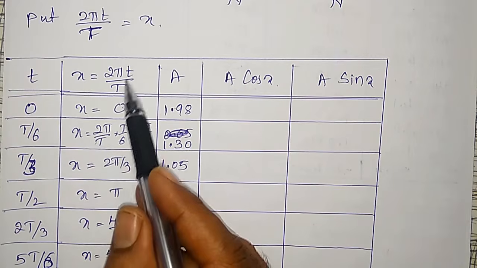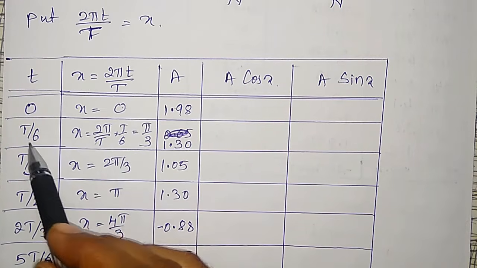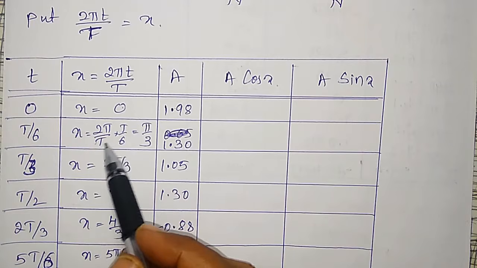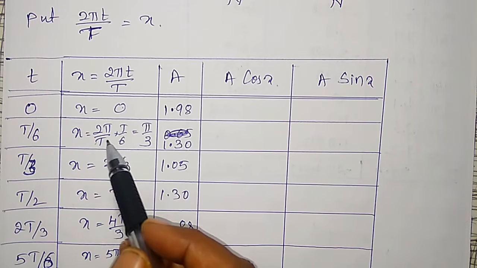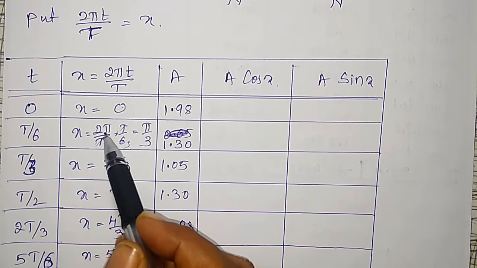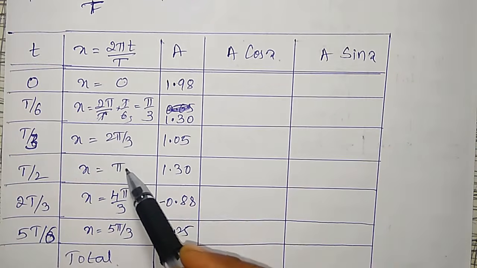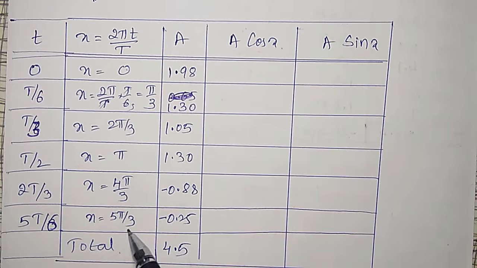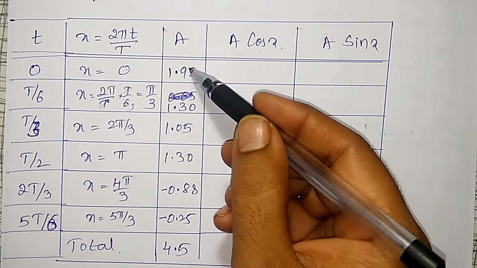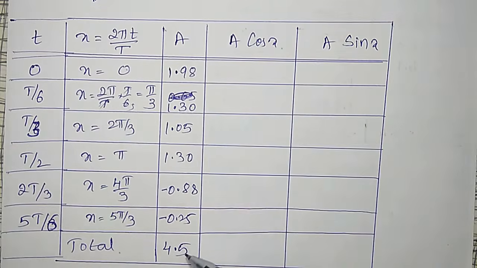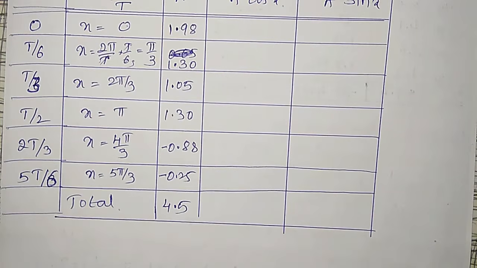If you put t equal to 0, x equal to 0. If you put t equal to T by 6 here, 2 pi by T into capital T by 6 cancels. 2 1s are 2, 3 2s are 6, therefore it is pi by 3. Like that, I am getting 2 pi by 3. Next pi, 4 pi by 3, and 5 pi by 3 in radians I am going to get. Current also I have written, and total current comes out to be 4.5.